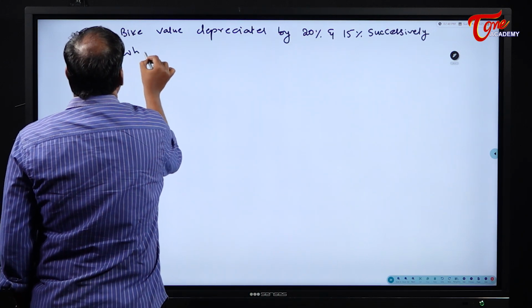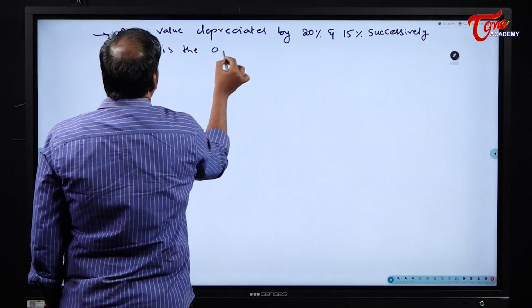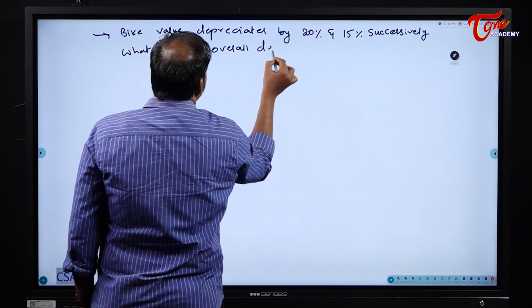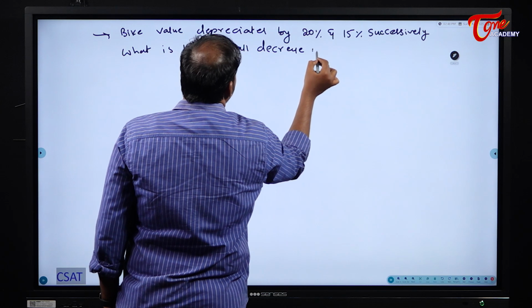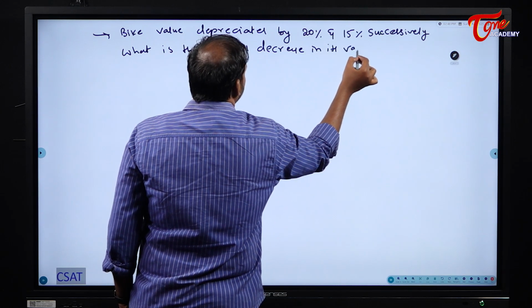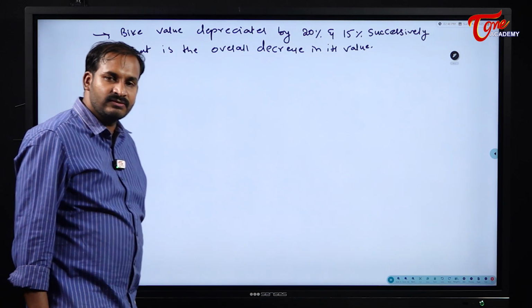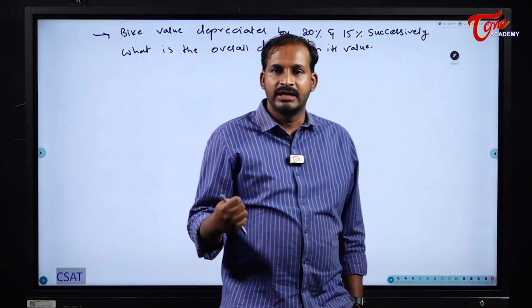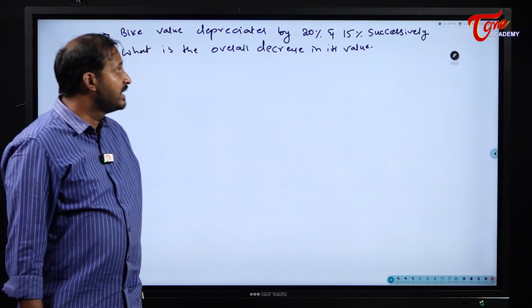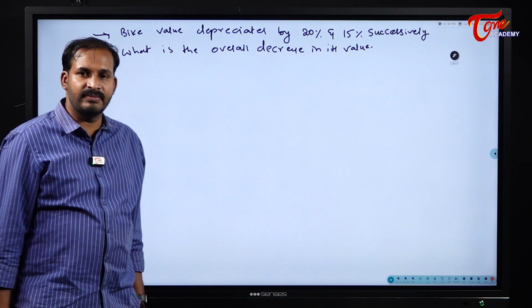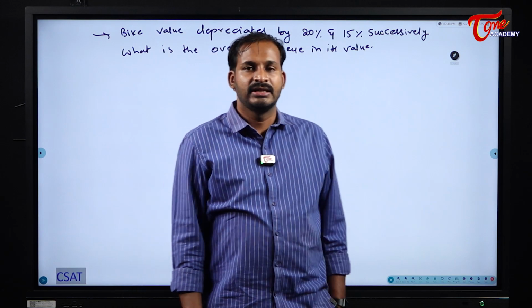What is the overall decrease in its value? Okay, this is the question for us. Now see here, depreciates means what? Decreases, right? Depreciates means decreases. That means when the value of a product depreciates 2 times, then what will happen?